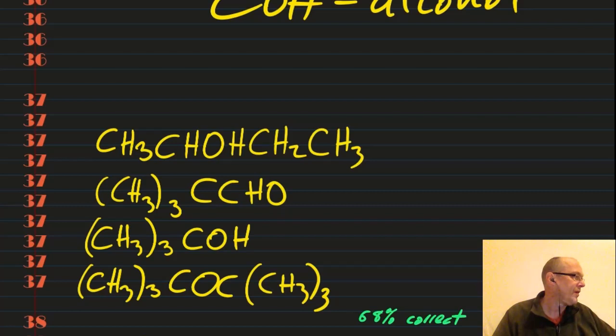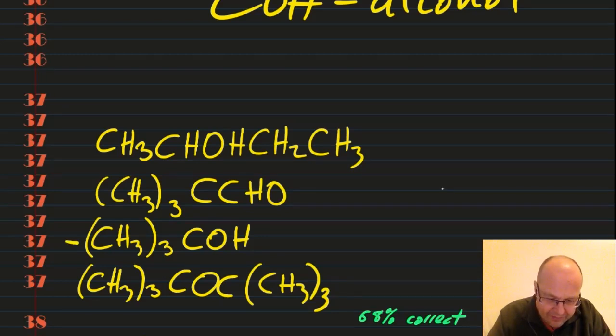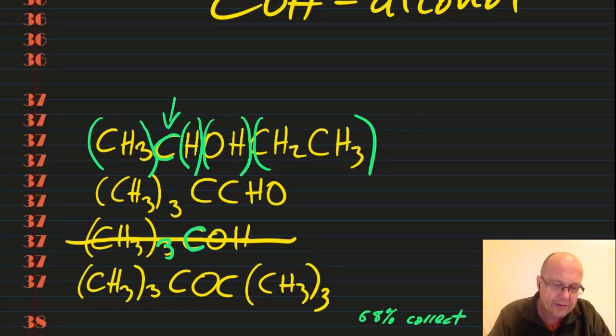All right, 37. What contains a chiral carbon? That's a carbon with four different groups attached. Not four different atoms, four different groups. Those groups may be atoms, but there's got to be four different things attached to it. Let's scan through. It's not this one, because this carbon has three methyl groups attached to it. This carbon looks tempting. It's got a methyl group, a hydrogen, a hydroxyl group, and an ethyl group. Nice, so I think it's 37A.